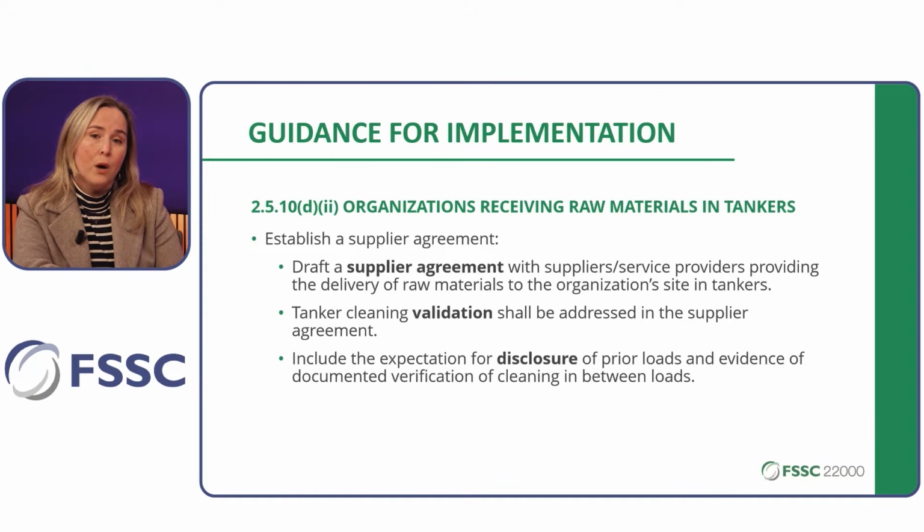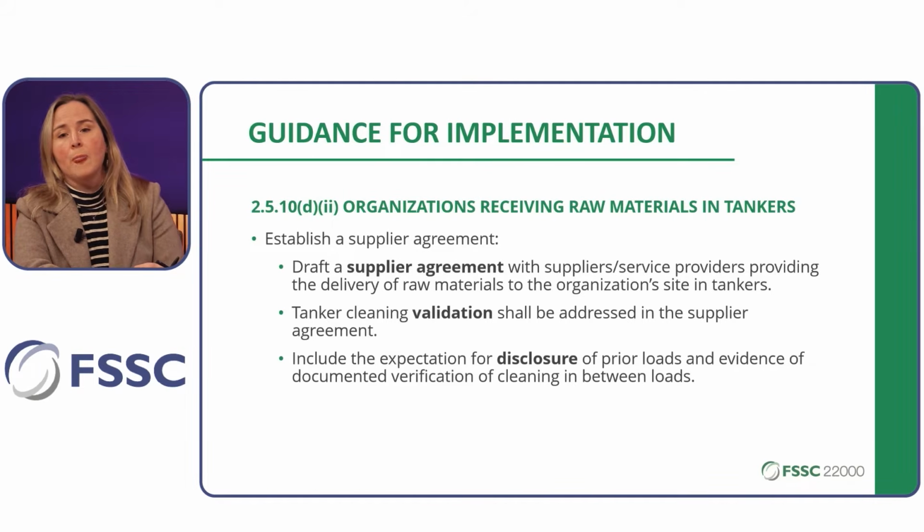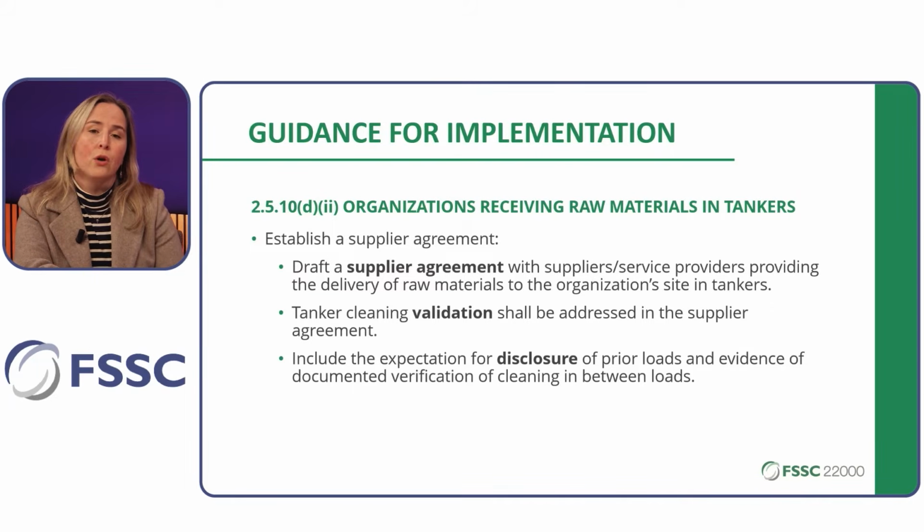The second part of the requirement relating to 2510D2 is applicable to organizations that receive raw materials in tankers, as I've mentioned earlier. And to commence, the organization needs to establish a supplier agreement. So to do this, the organization needs to draft a supplier agreement with the suppliers or the service providers who are providing the delivery of the raw materials in tankers. And there is, again, specific guidance included within the section on control of externally provided products, processes, and services under section 6.1 of this guidance document. So please do have a look at that.